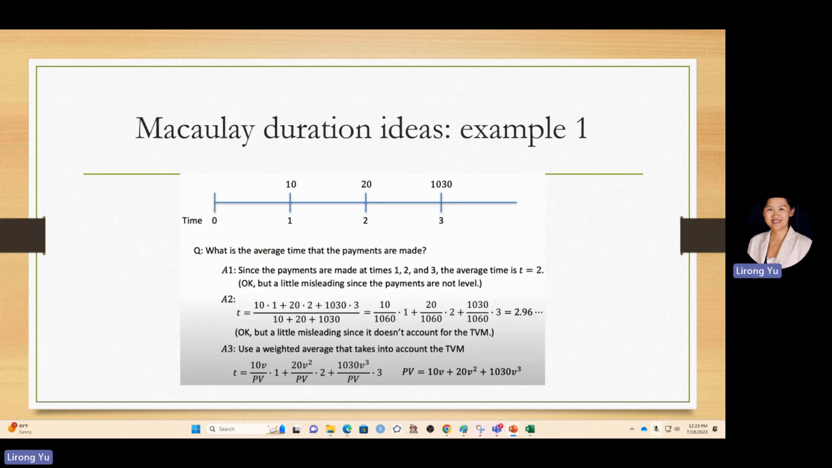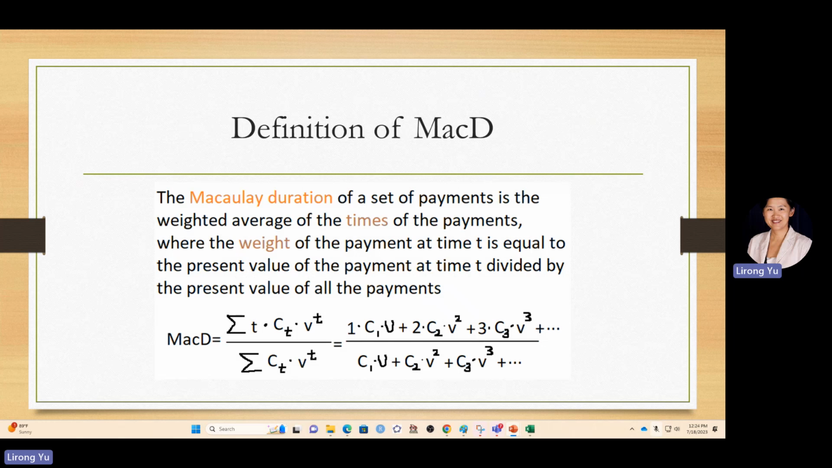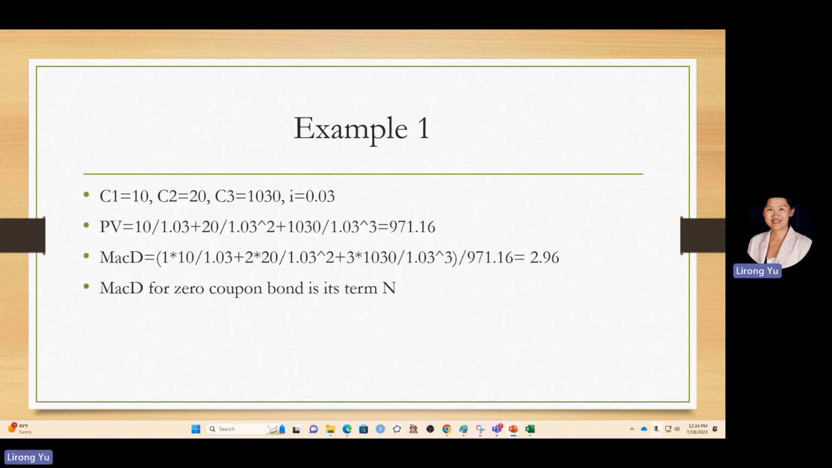Just to illustrate the point here, we don't have i, so we don't know the value of v. If we do have the interest rate i, we would be able to complete the calculation to get the Macaulay duration. Now, the Macaulay duration of a set of payments is the weighted average of the times of the payments. The weight of each payment at time t is equal to the present value of the payment at time t divided by the present value of all the payments. So this is really the idea of Macaulay duration.